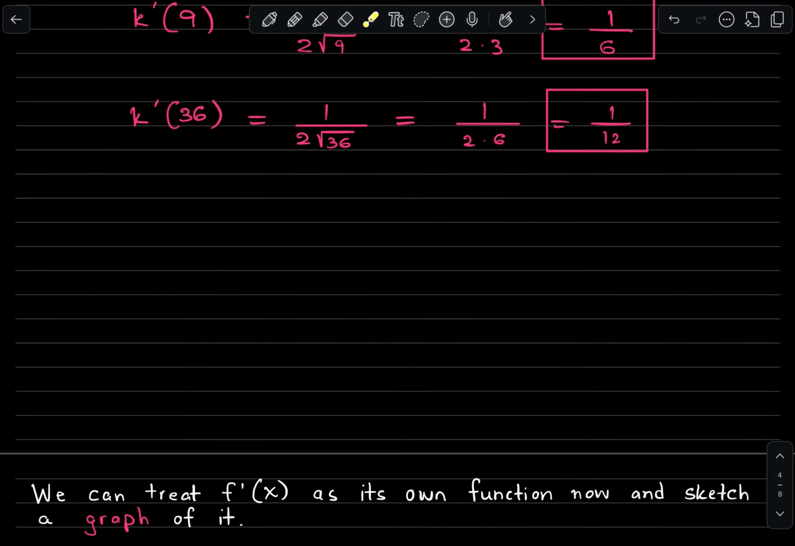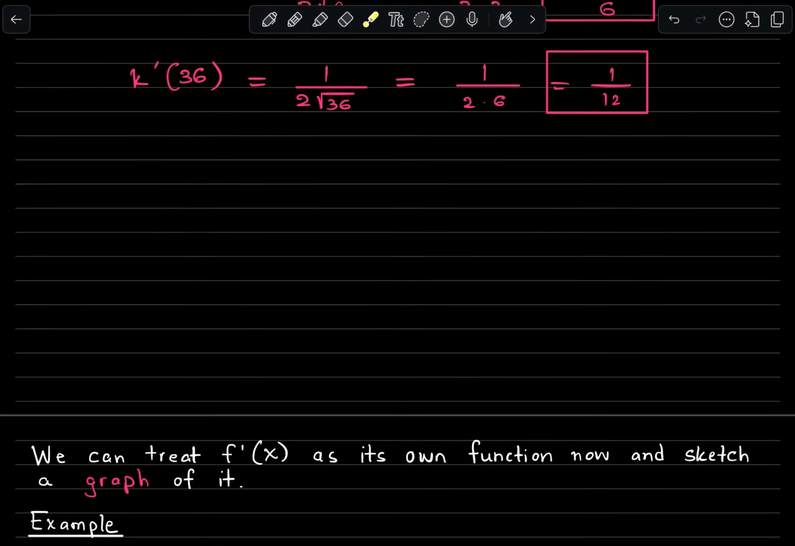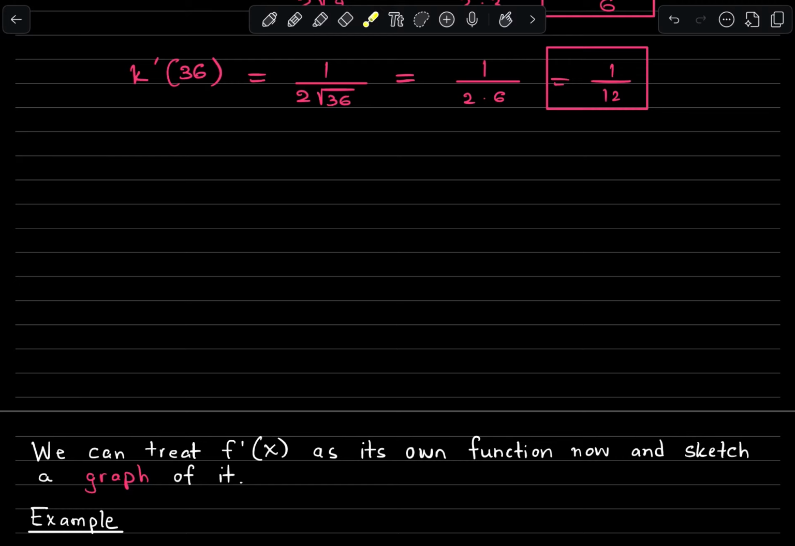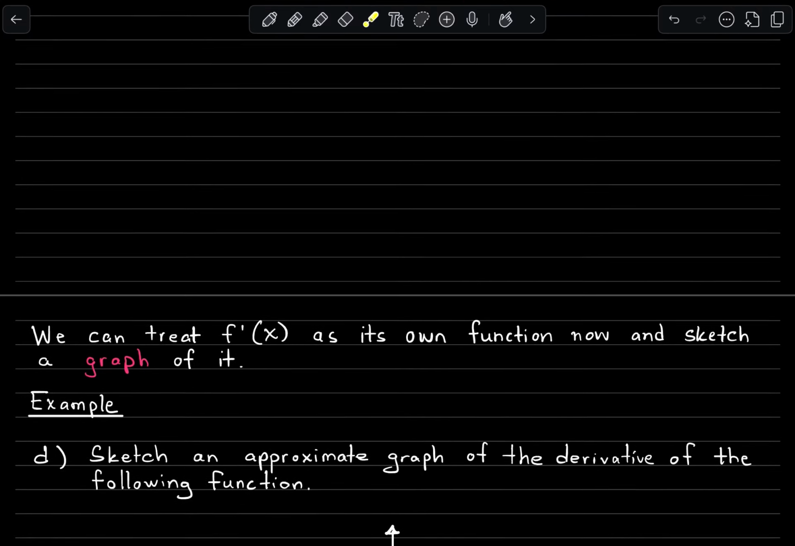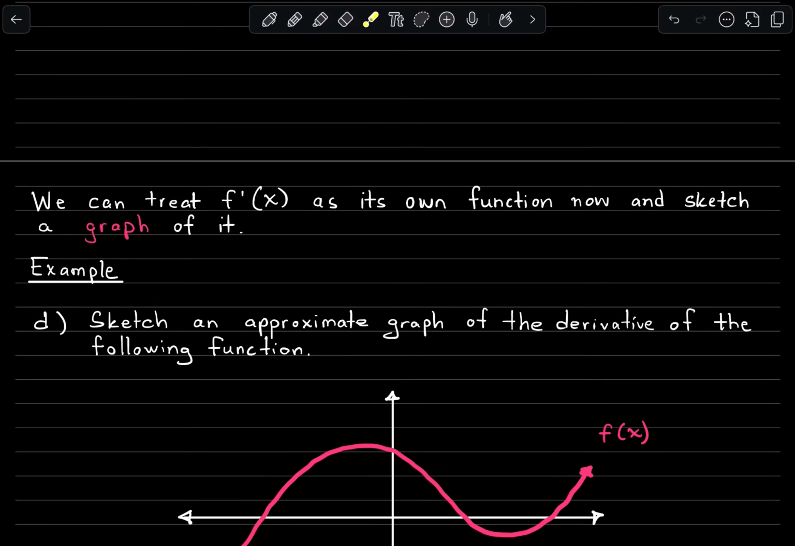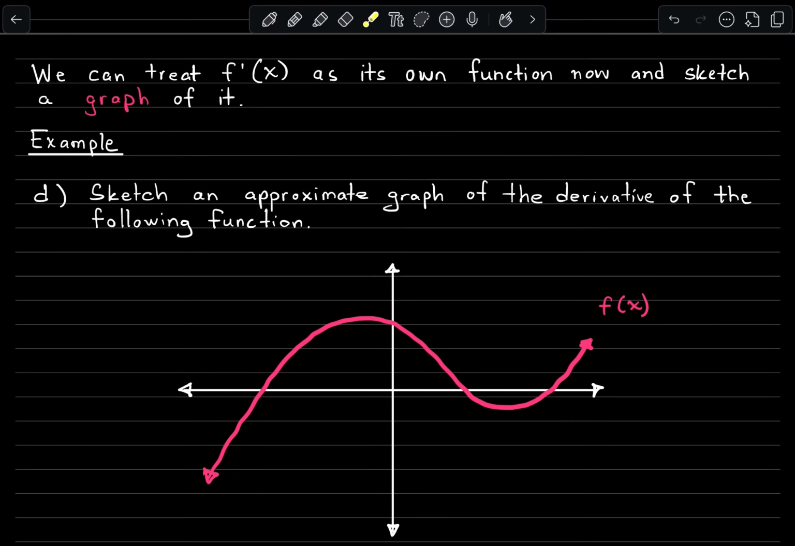Now, let's talk about graphing. So we can treat f prime of x now as its own function, because it is, and we can sketch a graph of it. Let's see an example of what that looks like. It says sketch an approximate graph of the derivative of the following function. So we're just given this function over here, and we're going to have to try to approximate what the graph of the derivative is going to look like.